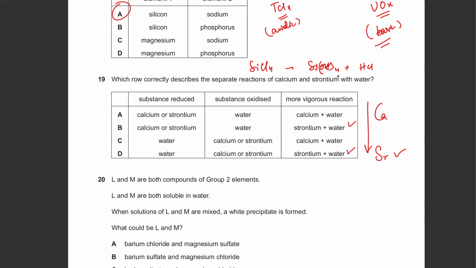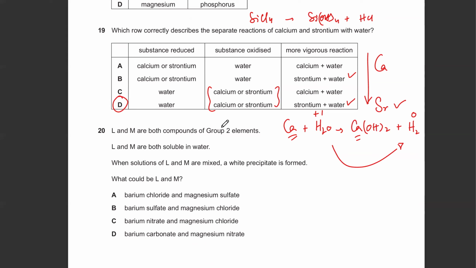So when they react, who gets oxidized and who gets reduced? The calcium or strontium is oxidized. Yeah, so they lose electrons, they become ions 2+. And who gets reduced? That's water, right? Specifically it's H, because H is +1 in water and over here it's 0. So that is the substance that is getting reduced.